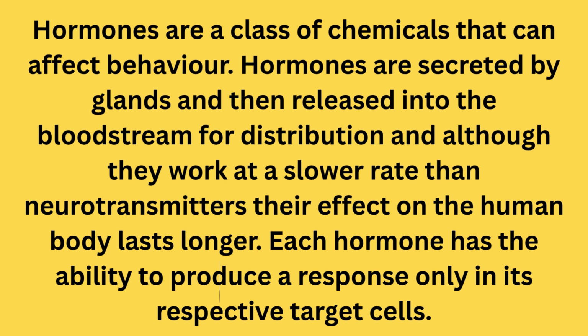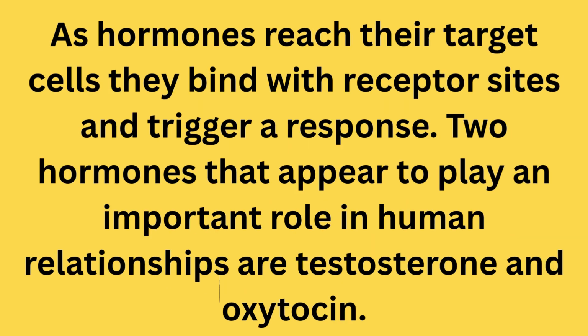Let's get started. First we are going to start with the introduction, and this is what I write. Hormones are a class of chemicals that can affect behavior. Hormones are secreted by glands and then released into the bloodstream for distribution, and although they work at a slower rate than neurotransmitters, their effect on the human body lasts longer. Each hormone has the ability to produce a response only in its respective target cells. As hormones reach their target cells, they bind with receptor sites and trigger a response. Two hormones that appear to play an important role in human relationships are testosterone and oxytocin.